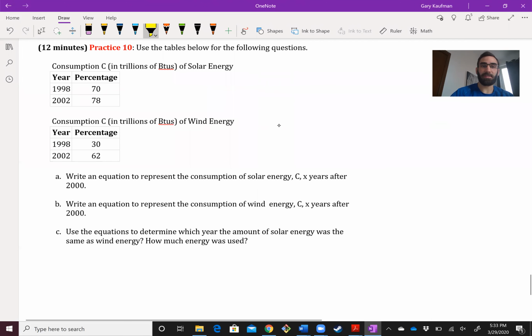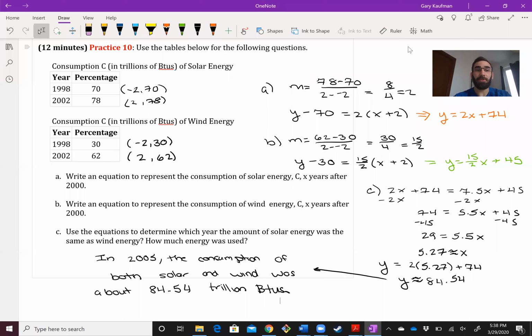Here is practice 10. Again, read carefully about how I define what X is. Go ahead. Here's our last practice problem. Again, I wrote the ordered pairs that I can get from the table since it's years since 2000. 98 was -2. 2002 was a value of 2. I determined the slopes, and I wrote the equations in point-slope form.